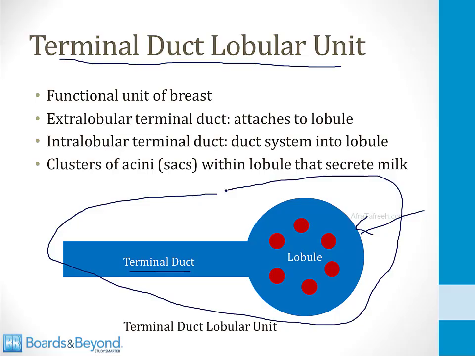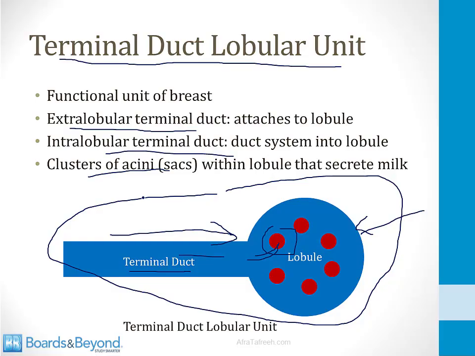You can break down this unit into a couple of different structures. The extralobular terminal duct is this portion of the duct here that's outside the lobule. That's why it's called extralobular. Within the duct, there are a branching system of intralobular terminal ducts that connect to each of these little clusters of epithelial cells shown as red dots, which are called acini. So what you've got is these clusters of sacs, these acini, which are making milk. It's going into the branching intralobular terminal duct system and then into the terminal duct for each lobule. And this entire structure is called a terminal duct lobular unit.